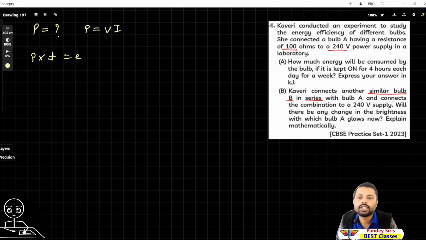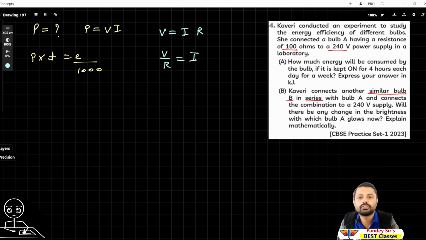And then for kilojoule energy, we have to divide again by 1000. So that we'll do later. First, we need to find power, V into I. Now, is I given here anywhere? I is not given. So how will we find I? R is given, so V equal to IR. Therefore, R will go there, V by R equal to I.